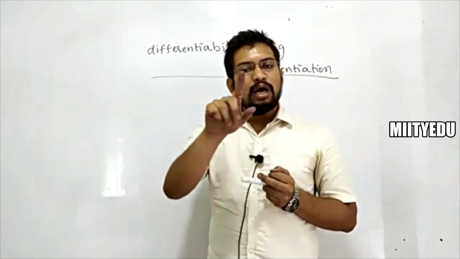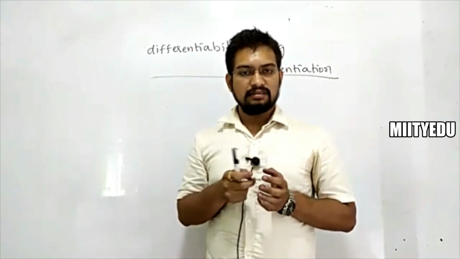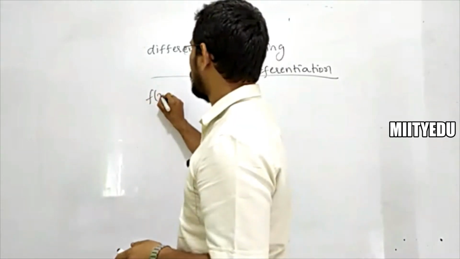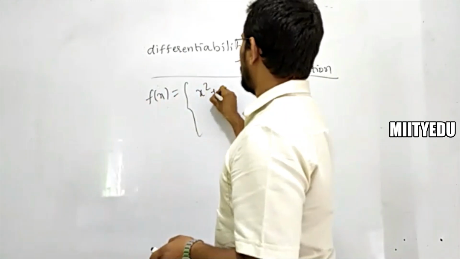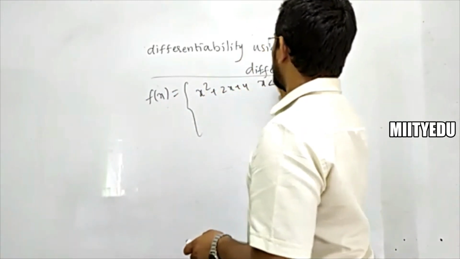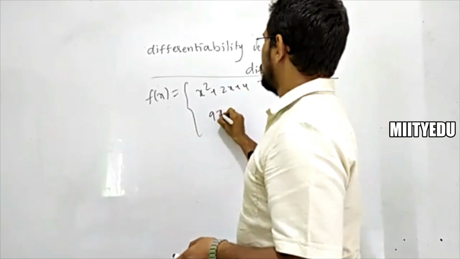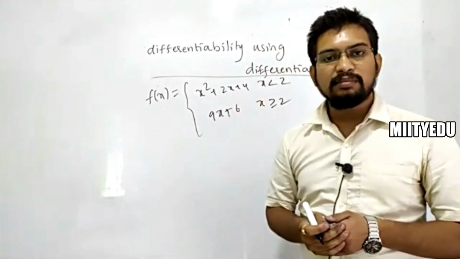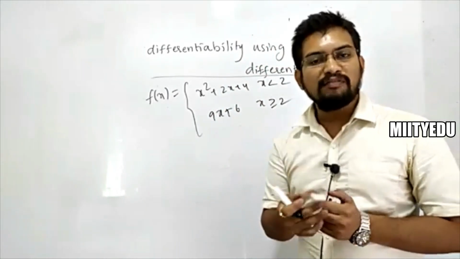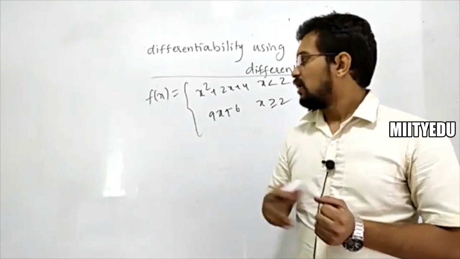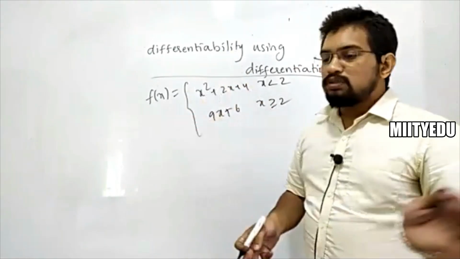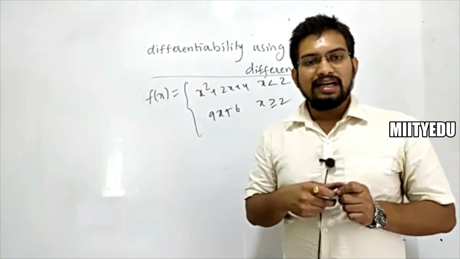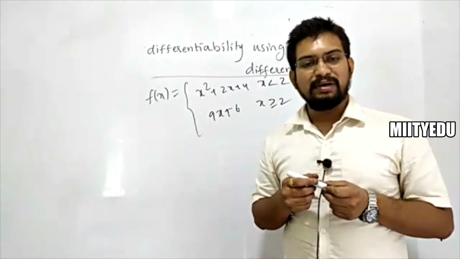Whenever you are finding the differentiability of a function, first check for continuity. For example, f of x is x square plus 2x plus 4 for x less than 2, and 9x plus 6 for x greater than or equal to 2. Let's say there is a problem present something like this. Now, differentiability using differentiation, what does this mean? Very simple. We know basic differentiations, am I right?